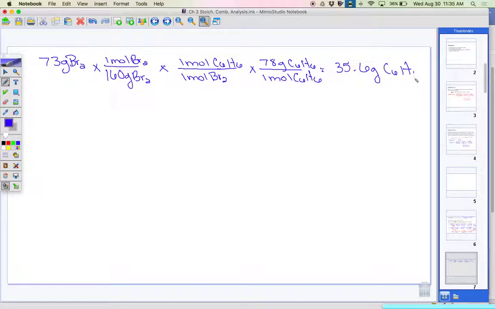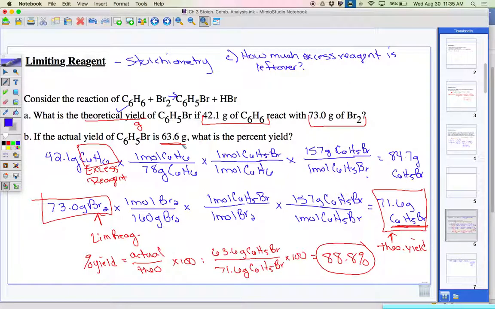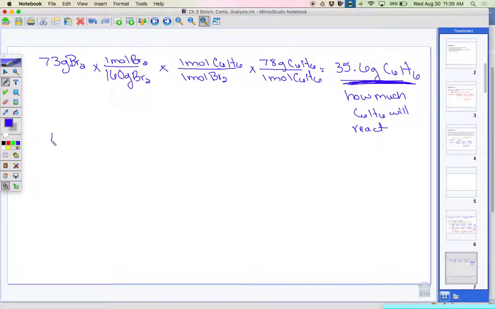All right. Okay, this number means what? That's how much reacts. That's how much C6H6 will react if it's 100% completion, right? How much did you have of the C6H6 to begin with? 42.1. So I had 42.1 grams of the C6H6. I used up 35.6 grams of it. So how much is left over?